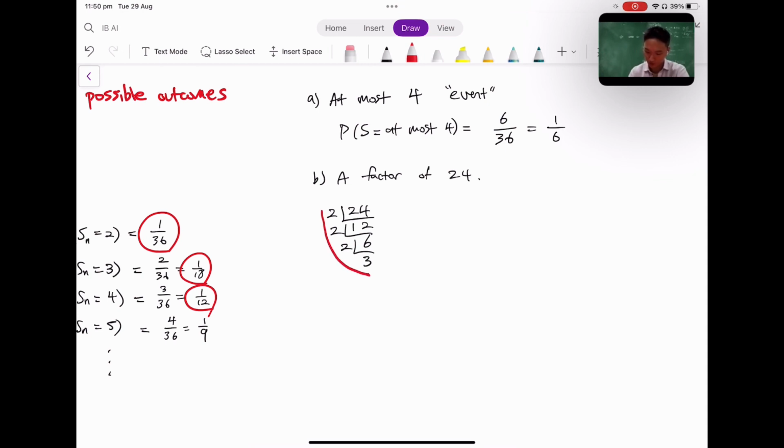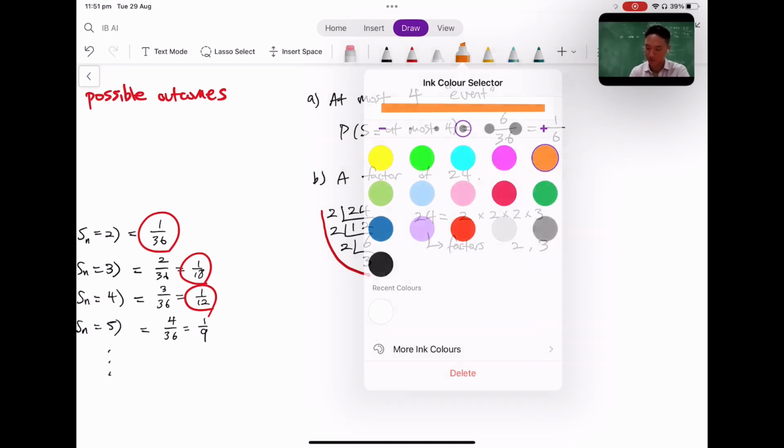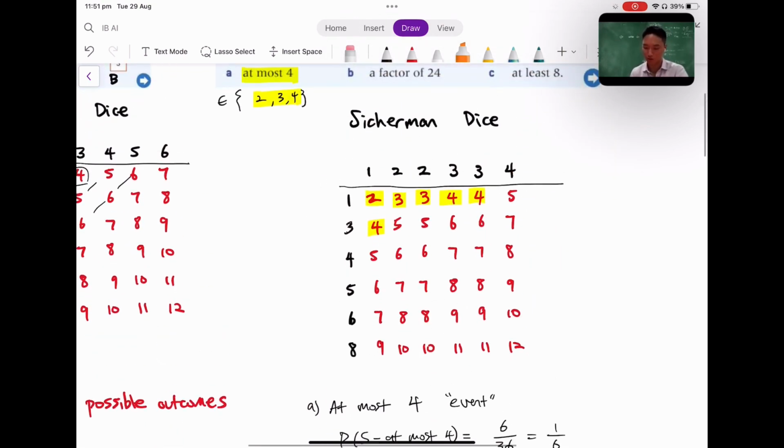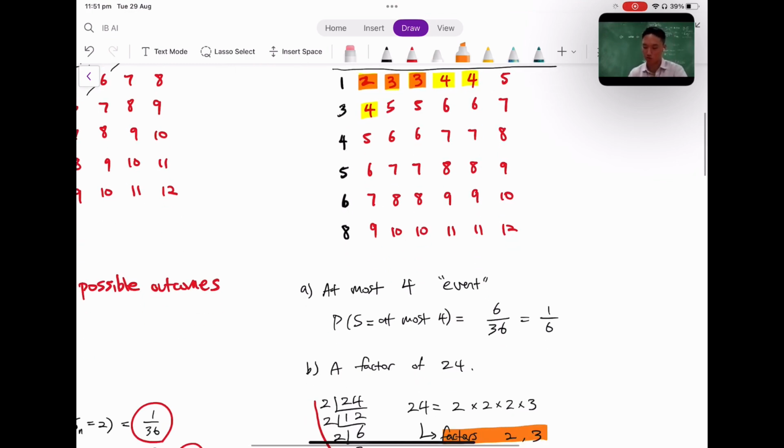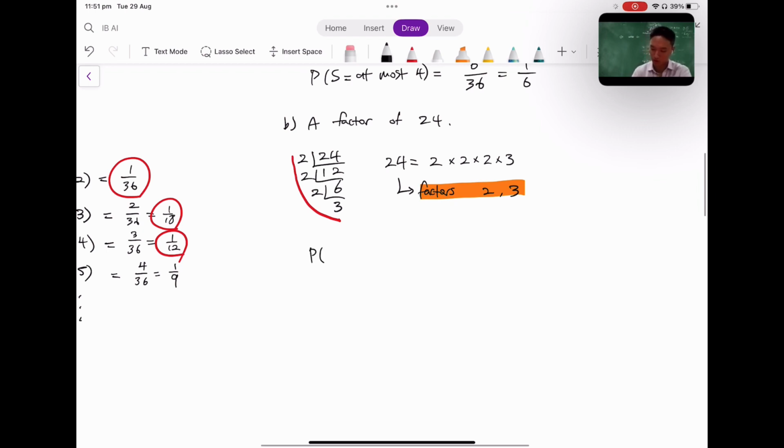So I now have a look at all the numbers on the left-hand column. Therefore, I say 24 is 2 times 2 times 2 times 3. And therefore, the factors are 2 and 3. So what I'm going to do now is highlight the next event, which is 2 and 3, from this data set. We have 1, 2, 3, only 3, right? Because there's only 2 and 3. So the probability of the sum being a factor of 24 is 3 out of 36, which is 1 over 12.